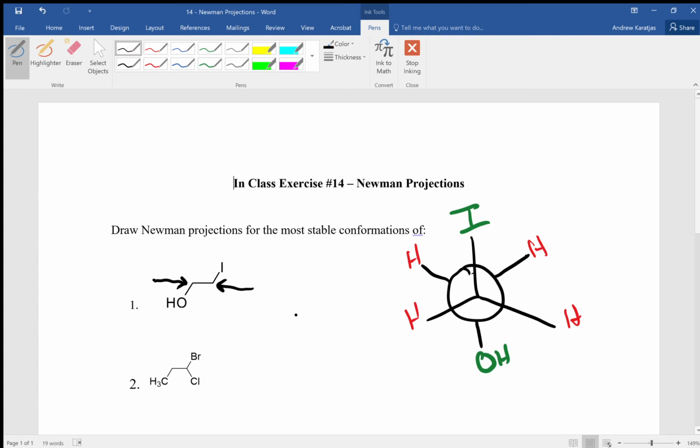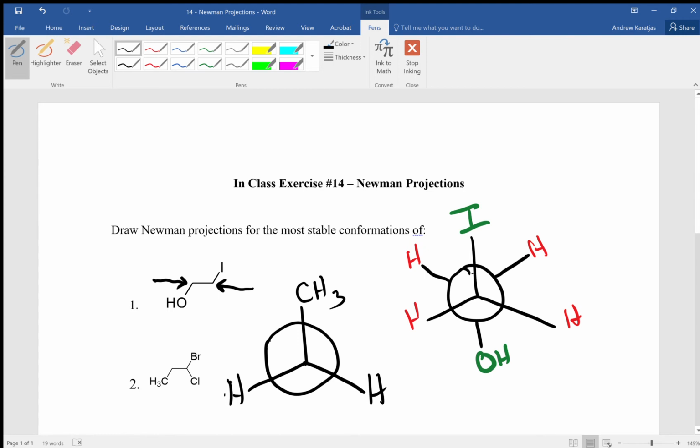Now in question 2, it's going to be a little bit more complicated. And the reason it's going to be more complicated is on one side we just have the methyl group. So that's straightforward. We know that's the largest group. But on the other side we have two non-hydrogens, a bromine and a chlorine. Which one's larger?